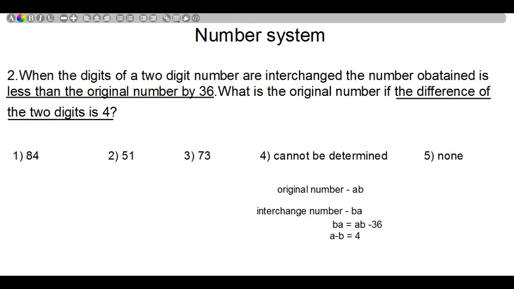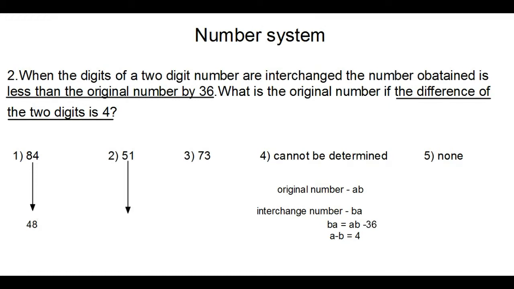So if we interchange the 2 digits, what we get here is 48. 84 becomes 48, and 48 is equal to 84 minus 36. 84 minus 36 is equal to 48. So very clearly, even the second condition is satisfied. That is, the reverse number is the original number minus 36. So option number 1 satisfies both the conditions. So it has to be the correct answer.